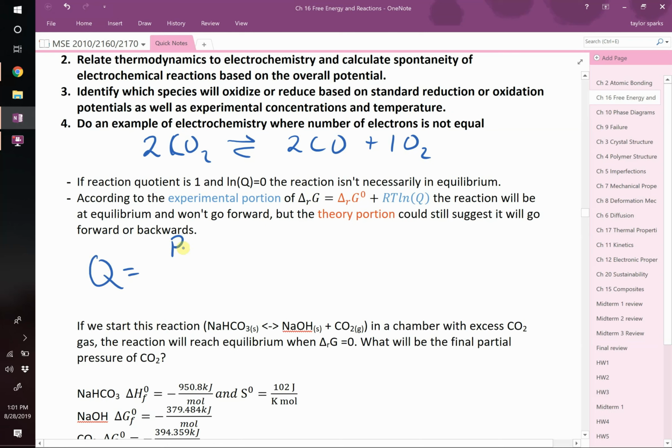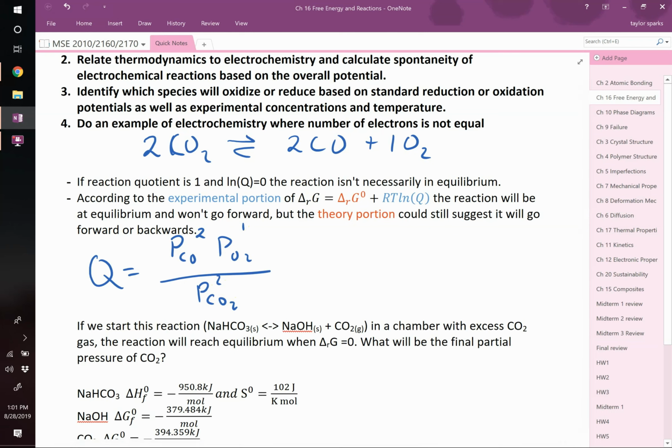So we're going to write the partial pressure of carbon monoxide, and that's going to be squared, multiplied by what? The pressure of oxygen. Okay? And then divided by carbon dioxide. There you go. Okay? So it's products over reactants. You take the coefficients, and those become exponents.